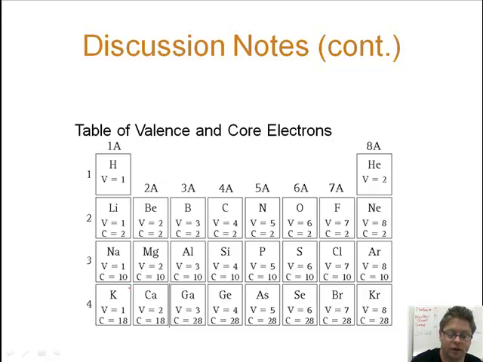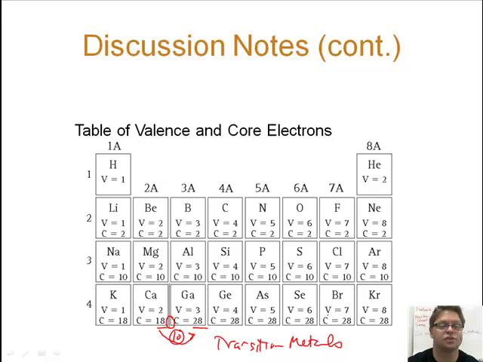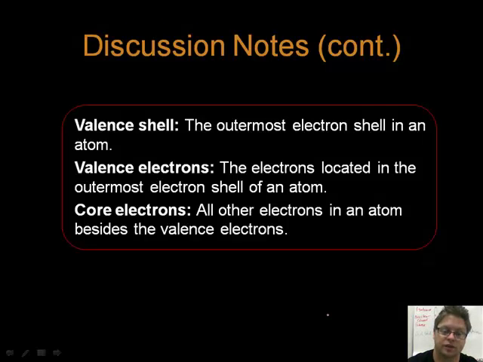If you look at the pattern, you'll see core electrons, none, 2, 10, 18. But what do you see here? That's 18, that's 28. There's a gap of how many? 10. Those 10 are due to the transition metals, which are in between that area. And so those extra 10 electrons go into the core. They're not valence, but they go into the core as you fill up that transition metal section.